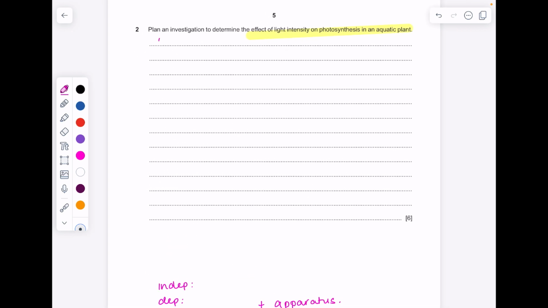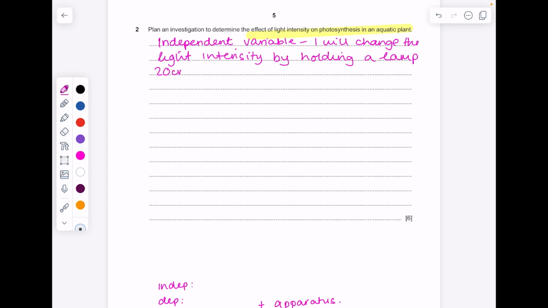What is my independent variable? So what am I changing? You can see that I'm looking at the effect of light intensity. So the independent variable, I will change the light intensity. And say how? By holding a lamp, because you'll get marks here for the methodology. So I'm happy I'm already up to 2 marks.